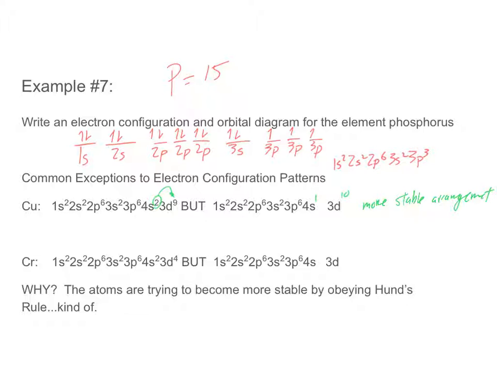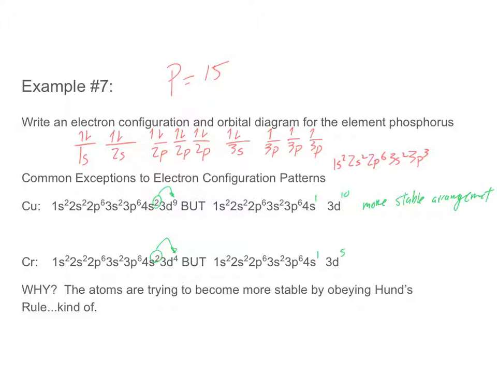Another one that this happens for would be chromium. Again, we have 1s2, 2s2, 2p6, 3s2, 3p6, 4s2, 3d4. So what's going to happen is one of the electrons from the 4s2 is going to go down to the 3d level, so it'll be 4s1, 3d5.